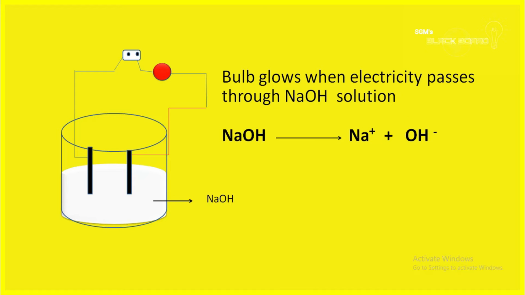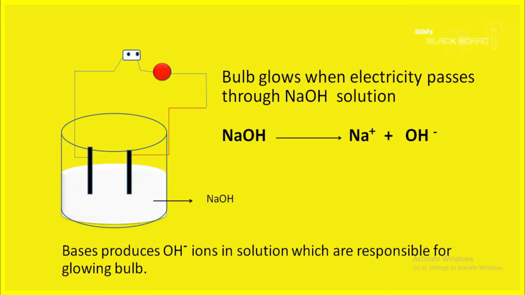The reason here is that sodium hydroxide produces negative ions, that is OH- ions, in water, which are responsible for conductivity of electricity. So NaOH is ionized in water as Na+ and OH-. So bases produce OH- ions in solution, which are responsible for the glowing bulb.